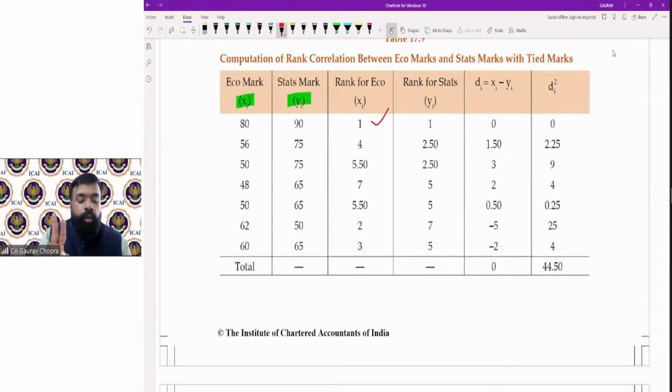Second rank will be for 62. 62 gets the second rank, 60 gets the third rank. Fourth rank is 56. Okay. Then fifth rank is 50.